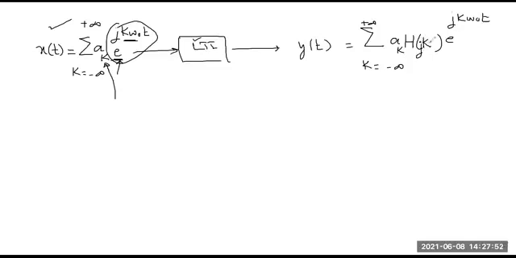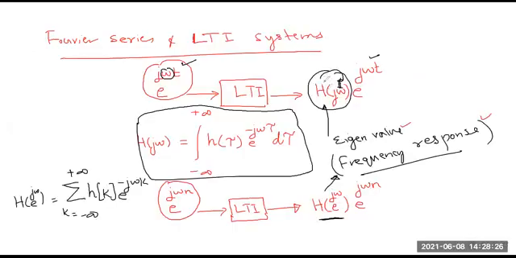Sorry, let me write it. It will be the function of k omega. So what we can say about this behavior is that when a signal of this form passes through an LTI system, what does this system do to this signal? It changes the Fourier coefficients. So the input Fourier coefficients are ak, and the output Fourier coefficients will be ak multiplied by this factor, which is the frequency response of the system. What is H of j omega? H of j omega is the frequency response of the system.